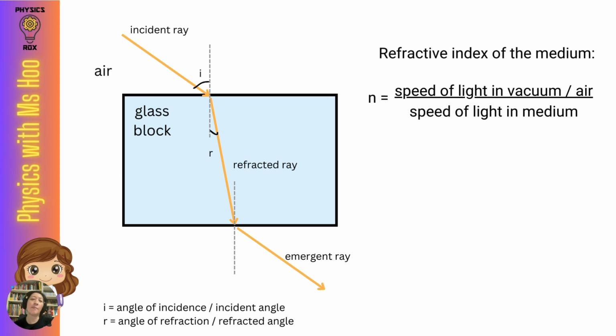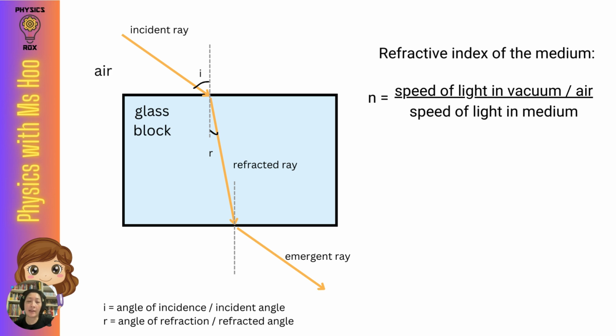The angles are measured from the light ray to the normal line. So it's always measured between the light rays and the normal line. On the top here, you can see I've labeled the angle in air as I, and I've labeled the angle in glass as R. So that's how we measure the angles. Now, because in air that ray is the incident ray, since it's coming from the source, that angle is known as the angle of incidence, or also known as the incident angle.